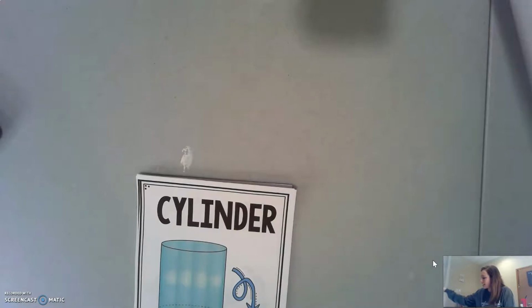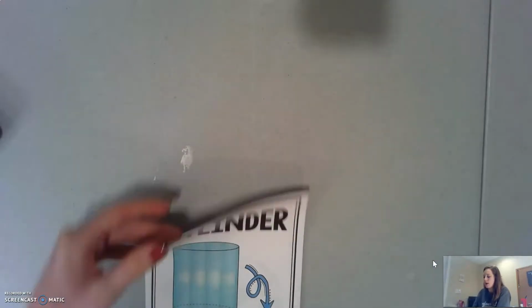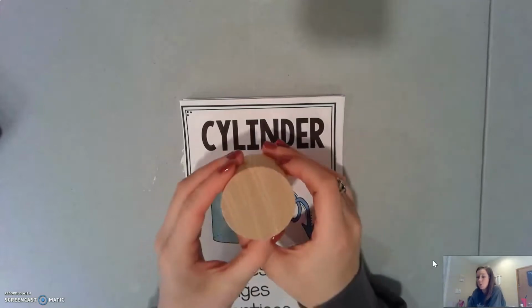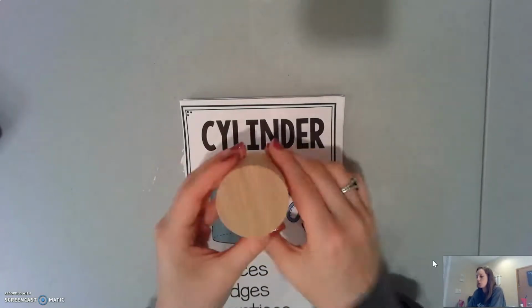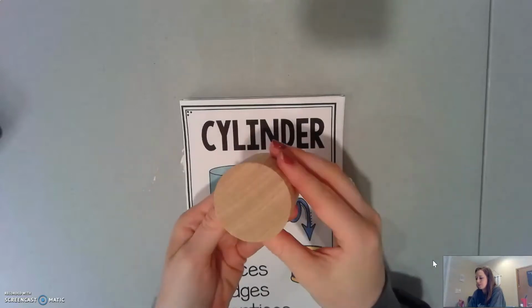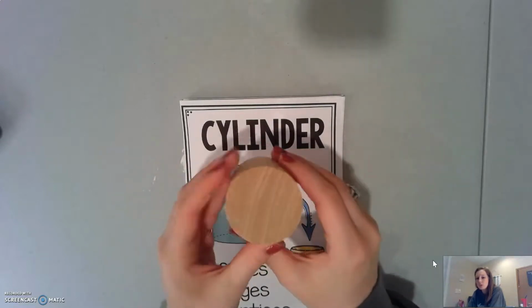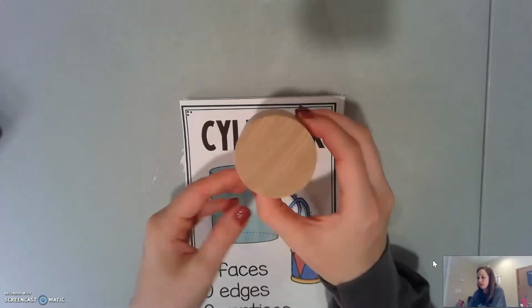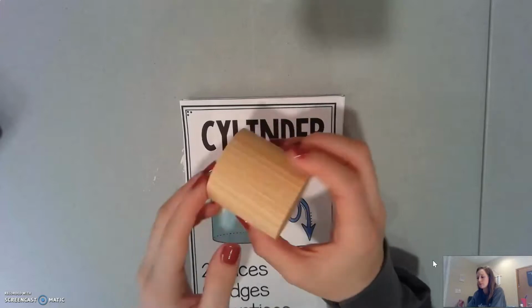So if we look at a cylinder, what shape, or actually one shape two times, do we see that we could use to draw a cylinder? Exactly, we can use circles to draw a cylinder. So we can use circles, which is a 2D shape, to draw a cylinder.